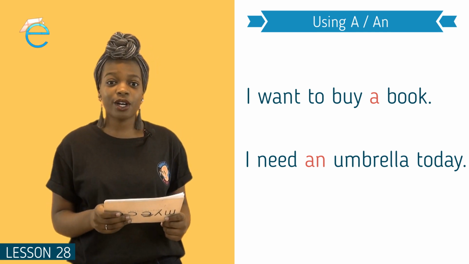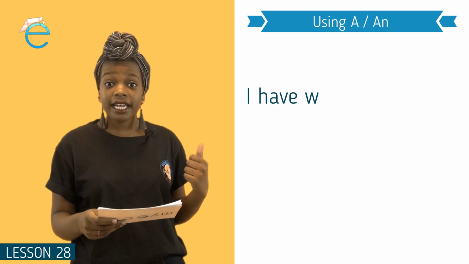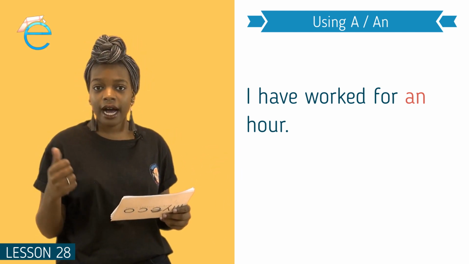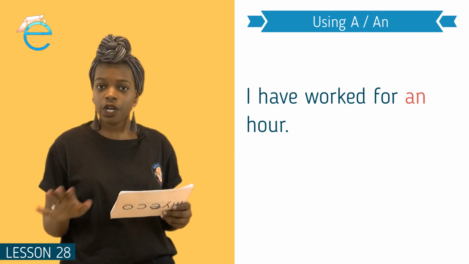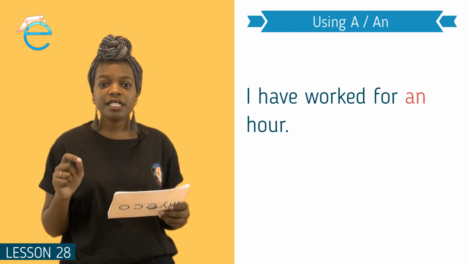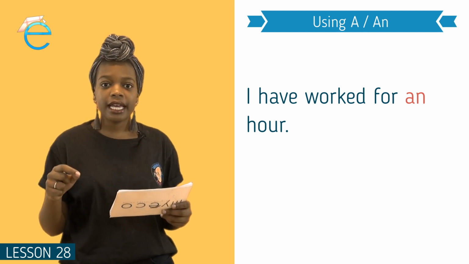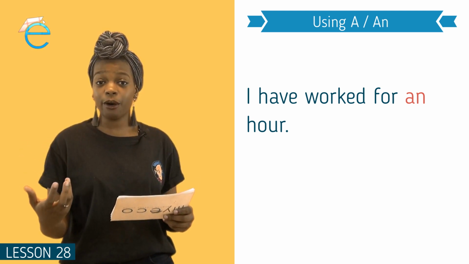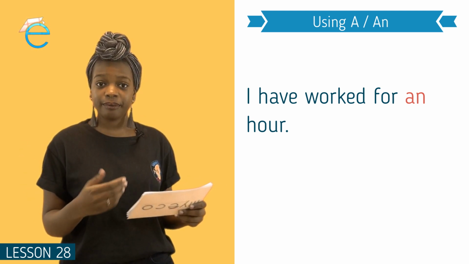Let's have a look at the next column. So here it says, I have worked for an hour. Now we know that H is not one of our vowels, a, e, i, o, u. It's not one of them. But listen to the way that it sounds. We don't say hour, we say an hour. And because it has the sound like a vowel, then we use an.